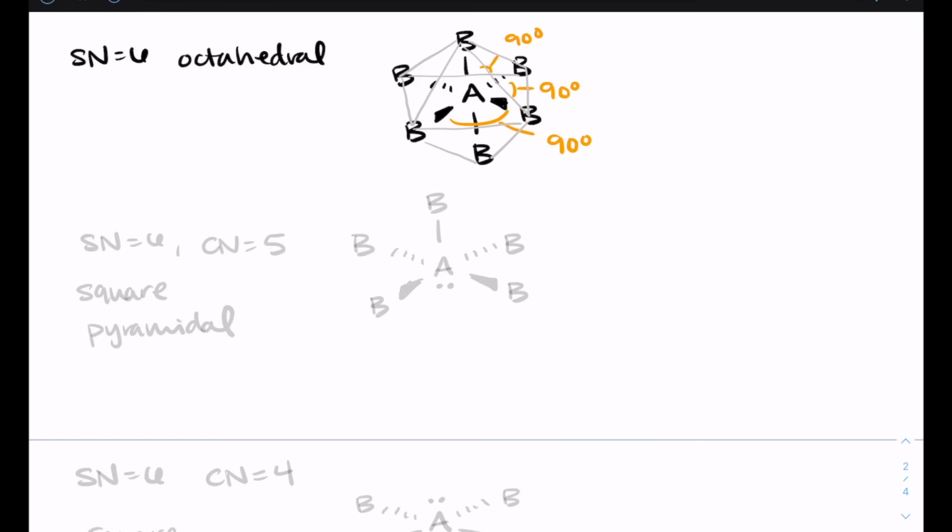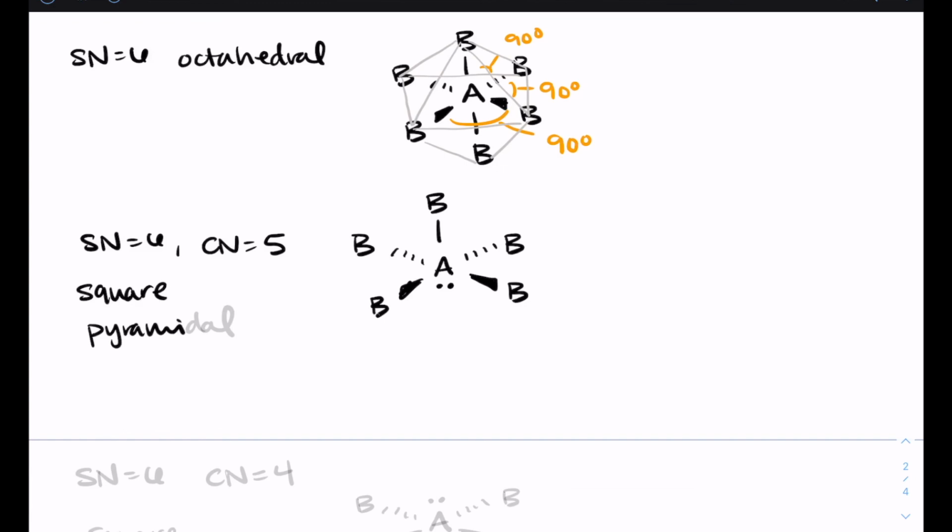All right, steric number of 6, coordination number of 5. So I've got 1 lone pair on here. This is called square pyramidal, so it looks like a pyramid with a square bottom. Now I've chosen to put my lone pair on the very bottom, but all of these positions are equivalent, so it doesn't matter where you put this first lone pair.